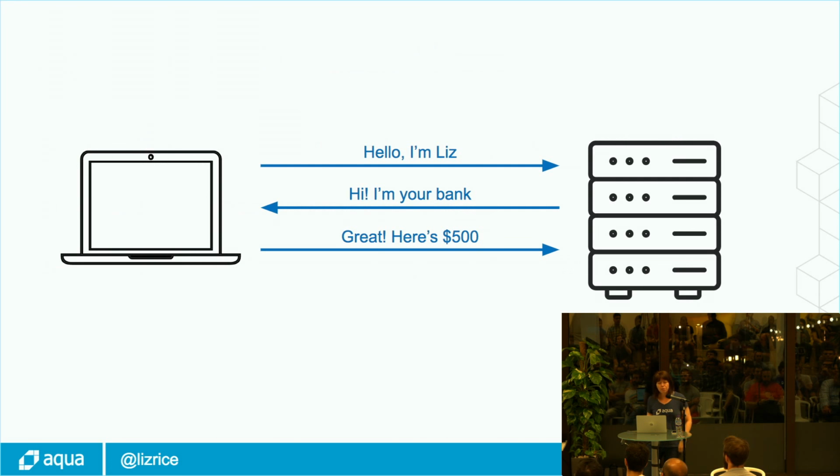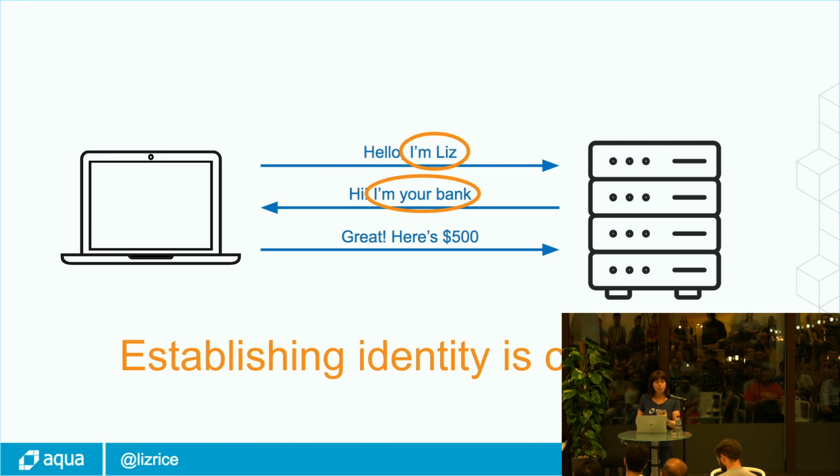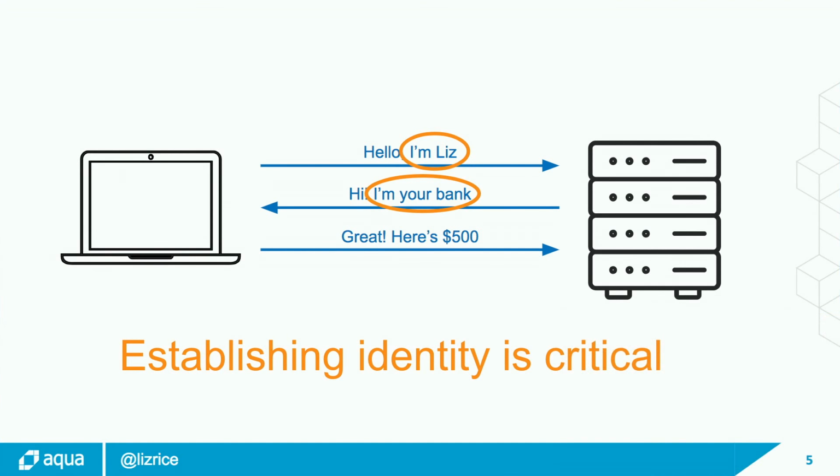Okay, so the basics. Suppose I want to have a transaction with Monzo, for example, and one of the things we need in our communications is the establishment of identity. I want to know that I am actually talking to my bank and not some random person on the internet who I'm about to give money to.